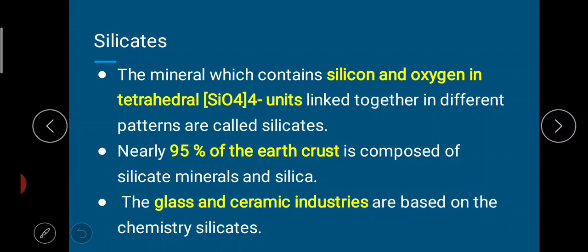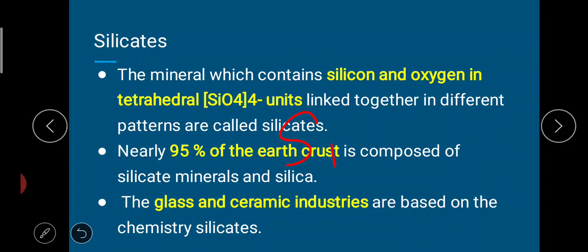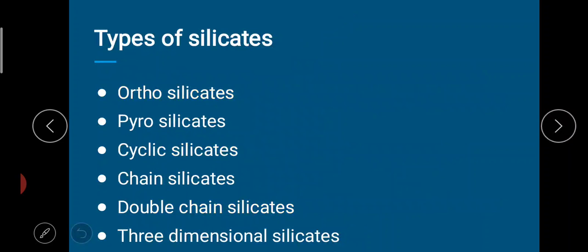Now if you take this SiO4 4 minus unit, how will it look? There is Si, one oxygen here, and the remaining 3 oxygen like this, in the geometry of a tetrahedron, with oxygen carrying negative charges, that is 4 oxygen carrying negative charges, so 4 minus. Is it clear? We have different types of silicates like ortho, pyro, cyclic, chain, double chain and 3-dimensional.